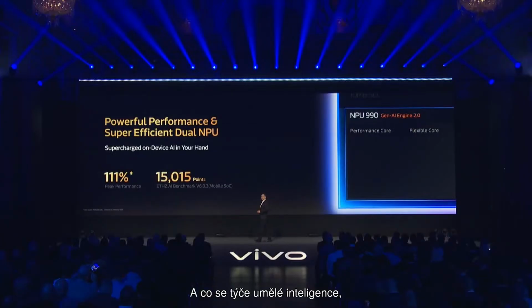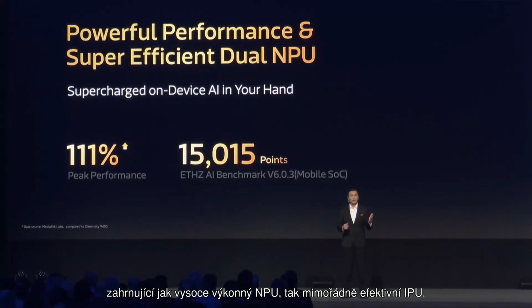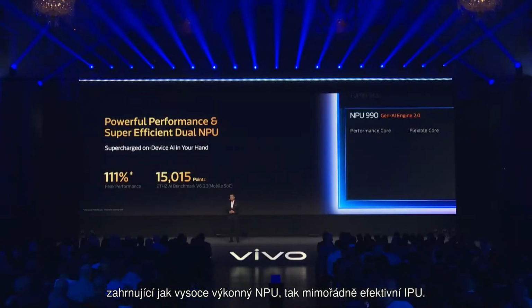And on the AI front, the Dimensity 9500 introduces a new dual NPU architecture featuring both a high-performance NPU and a super efficient APU.